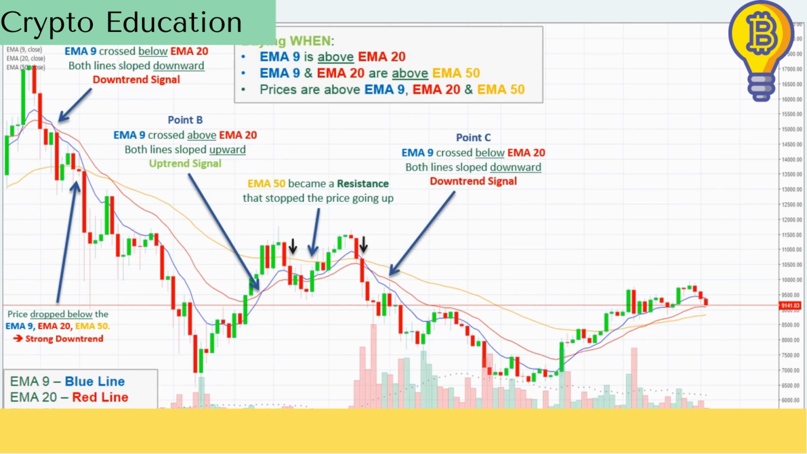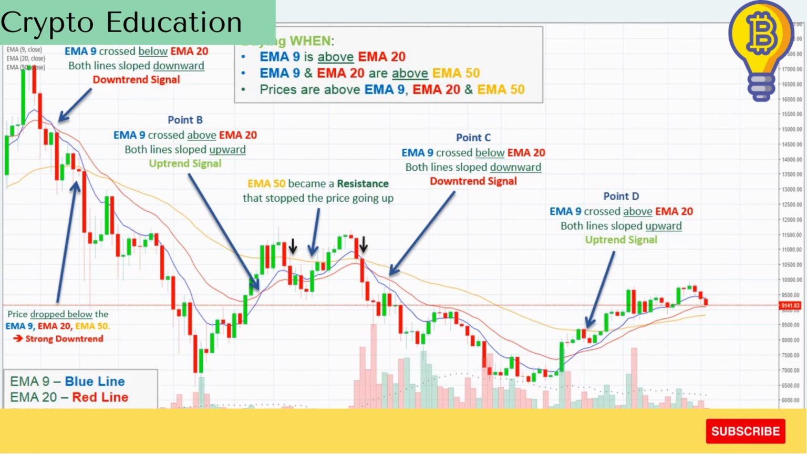As you may notice, the blue line was below the red line, and these lines were below the orange line as well, so we could consider this a stronger downtrend signal. The trend reversed when the blue line crossed above the red line here at point D. We also had a support level here at around $6,500, so we could easily predict that the price was going to go up soon.